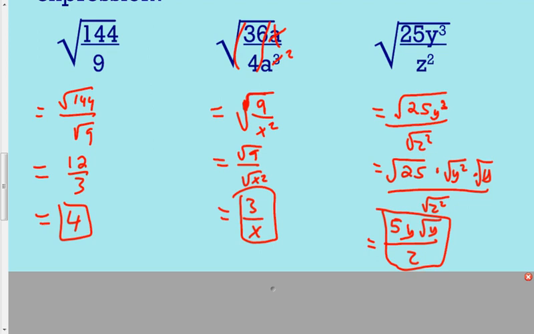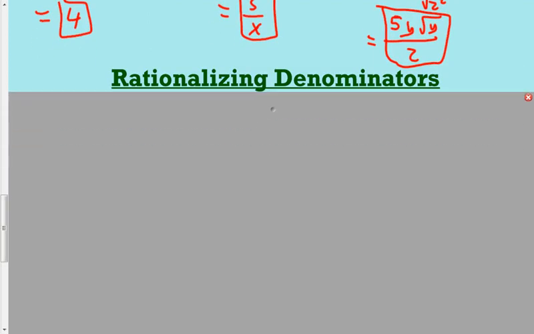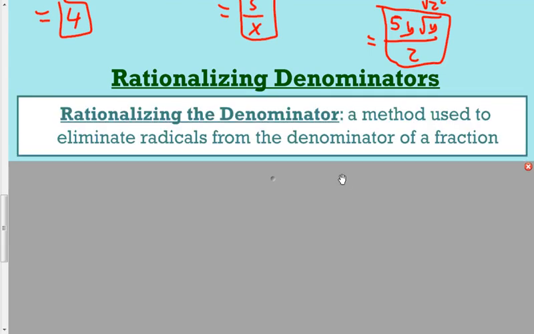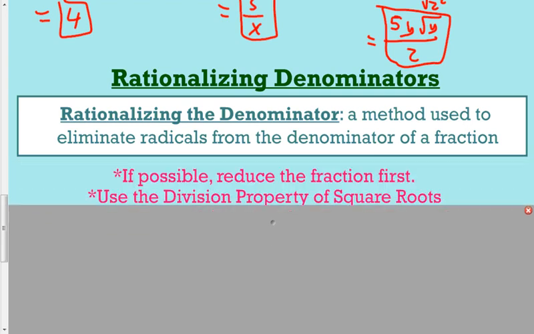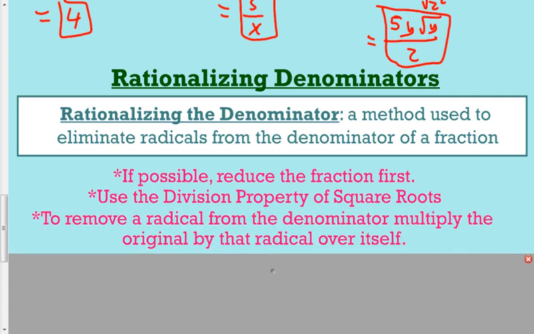So what happens if you do have a radical left on the denominator? That's where this comes in. Rationalizing the denominator is a method used to eliminate radicals from the denominator of a fraction. So, if possible, reduce the fraction first. Again, we want to always do that. Use the division property of square roots. And then to remove a radical from the denominator, if you have one yet, multiply the original by that radical over itself. So, here's an example.